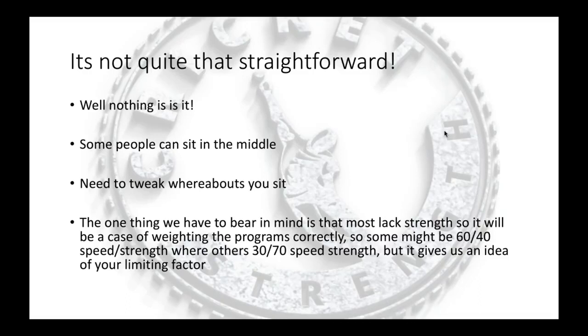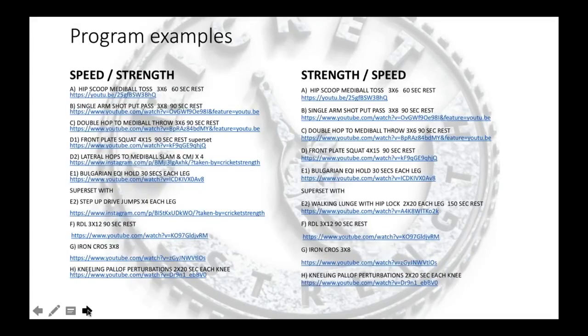So, like we're saying here, the one thing we can bear in mind is that in the early phase of your training, you will lack strength, okay? So it'd be the case of weighting the program correctly. Some of you might be 60-40 in the speed strength, whereas others might be 30-70 speed strength. It depends on where you are, the sort of dose response you get from the exercise. But all it does is give us an initial idea of where your limiting factor is. So when we know that, then we can start putting it right.